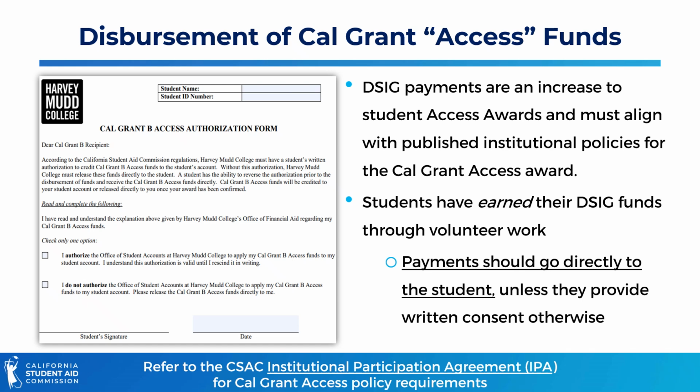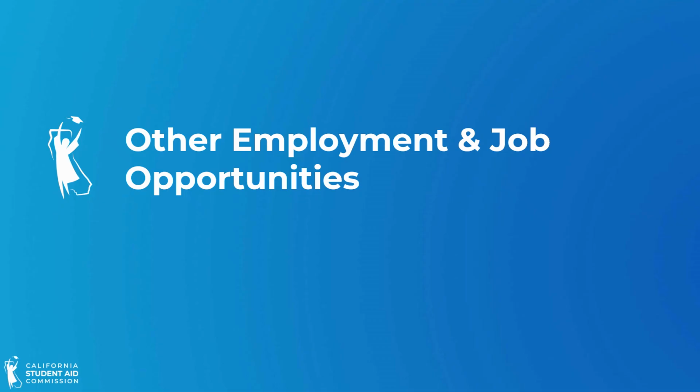It is particularly important for those institutions that apply access funds towards student balances to be aware that students have earned their DSIG funds through volunteer work. Therefore, payments should go directly to the student unless the student has provided written consent to the school that allows them to apply it towards their school balance. In either scenario, please follow the same procedures for DSIG as for Cal Grant B when disbursing access funds.